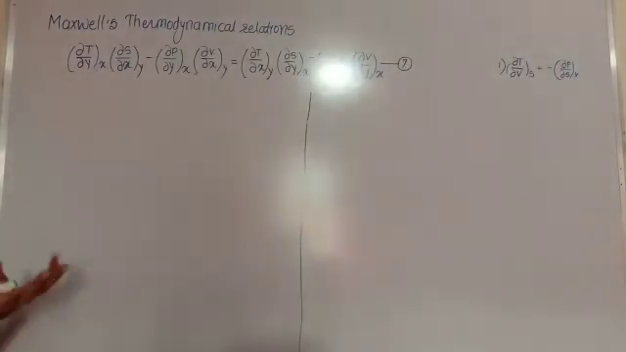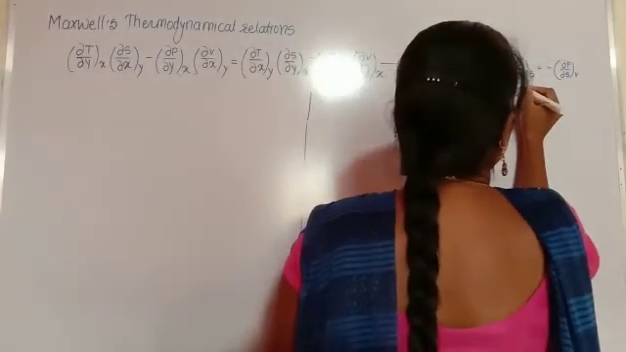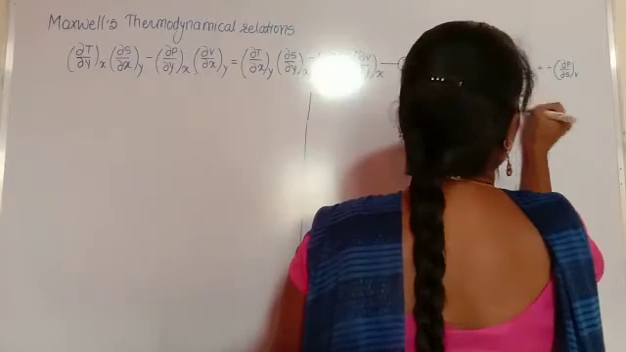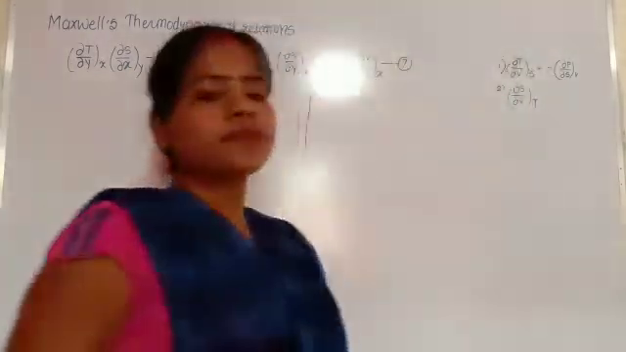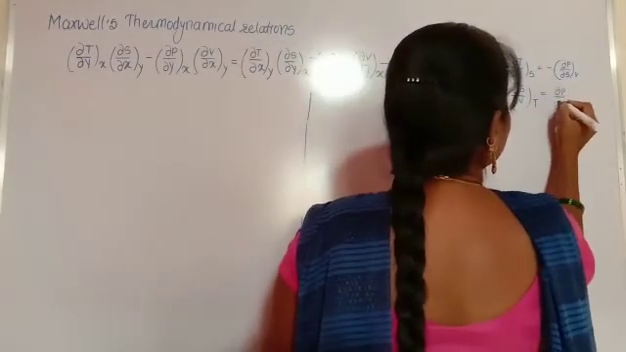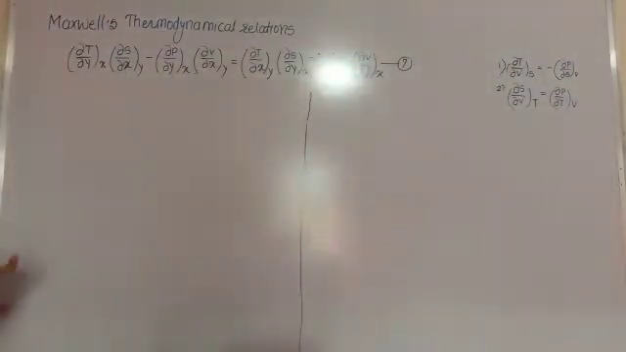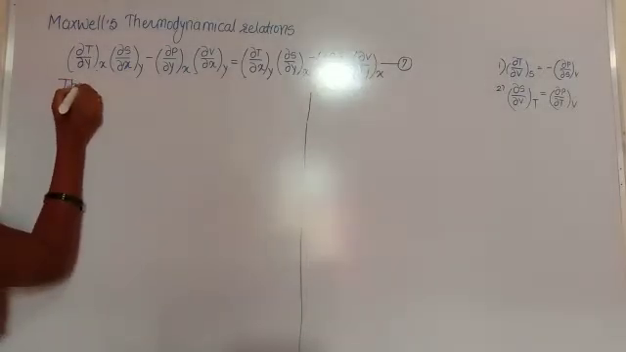In the previous class we also studied the Maxwell second equation, that is del S by del V at constant temperature equals del P by del T at constant volume. We derived this equation by using the second law of thermodynamics, that is T delta S equals delta Q. So after putting that in we get another equation. In today's class we will see the third relation, the Maxwell third relation.